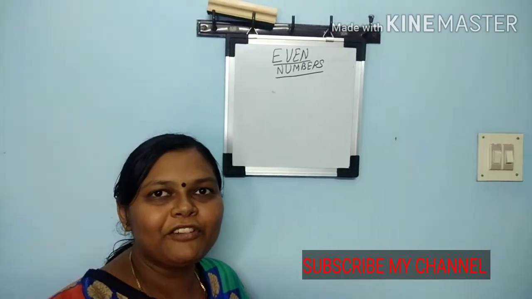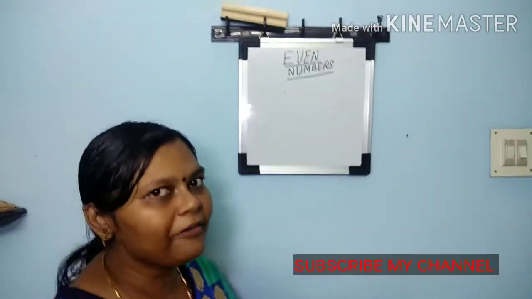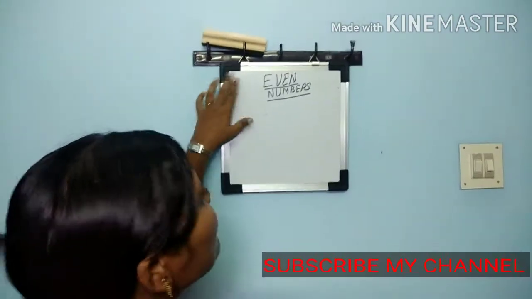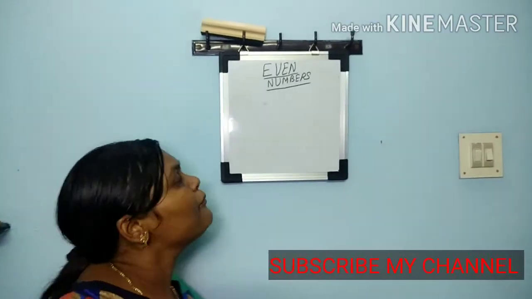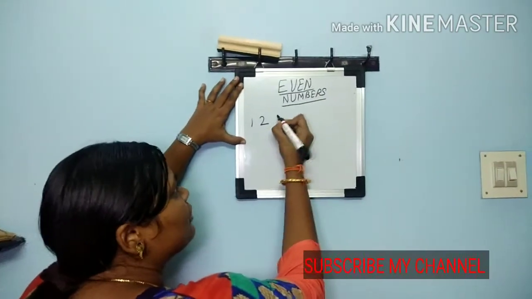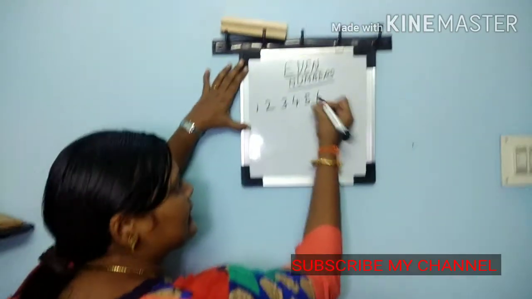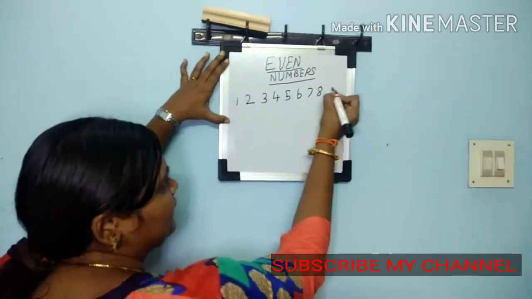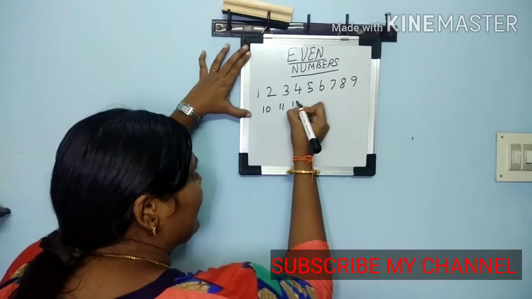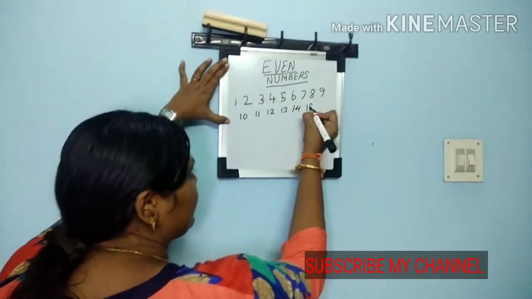In this video we are going to see about even numbers. The same concept we are going to follow for even numbers but in a different way. So we are going to write from 1 to 15 in this number. 1, 2, 3, 4, 5, 6, 7, 8, 9, 10, 11, 12, 13, 14, 15.